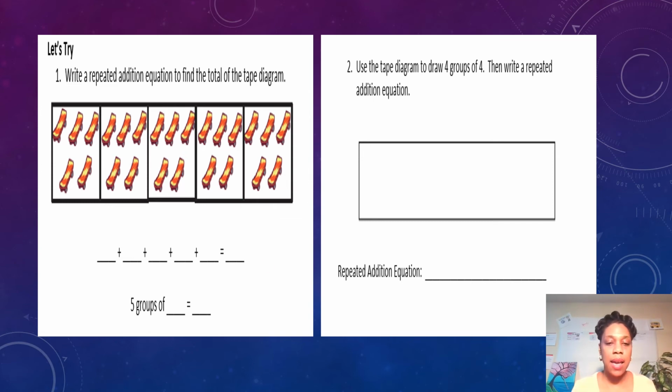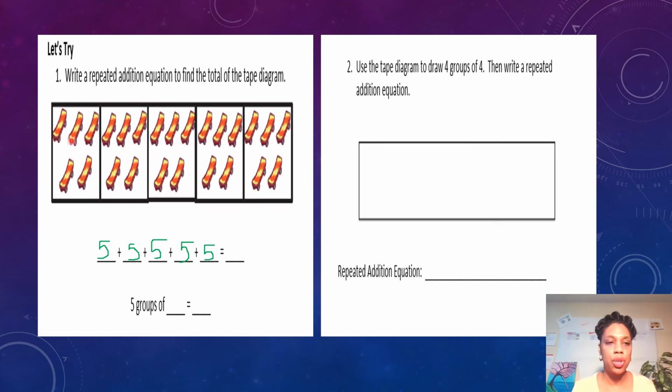Now it's time for me to write it as a repeated addition sentence. So I will have 5 plus 5 plus 5 plus 5 plus 5. Well, let's go back and see how much all of this would be if I added it all together. So let's just go back and count.